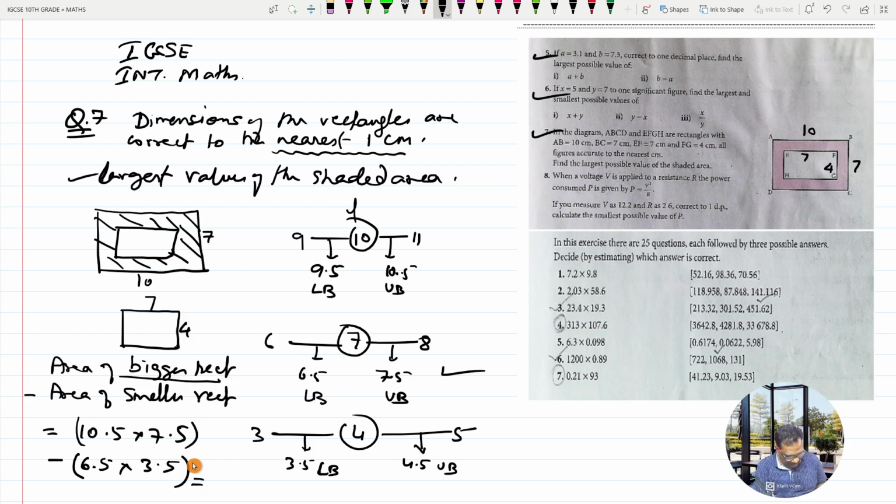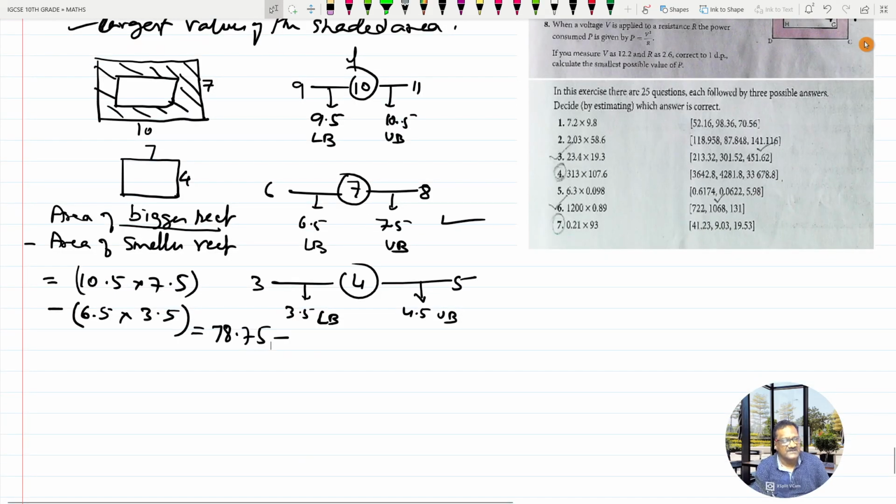So let me do that. 10.5 times 7.5, I'm getting as 78.75. Okay, so 78.75 minus, now this will be 6.5 times 3.5, right? That I am getting as 22.75.